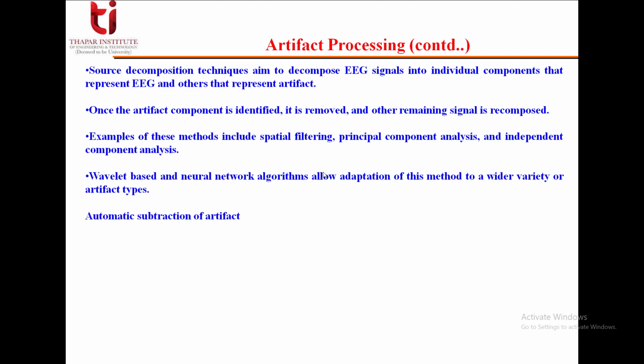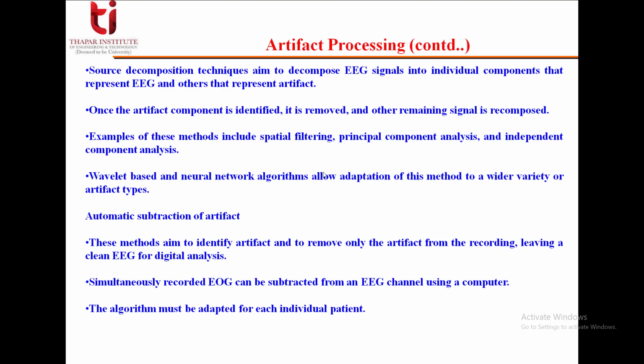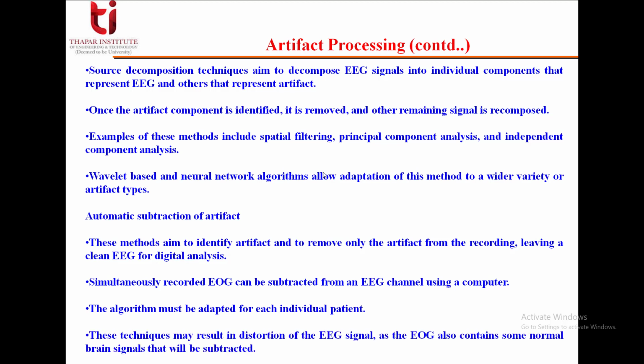Then we have another method, that is automatic subtraction of artifact. These methods aim to identify artifact and to remove only the artifact from the recording, leaving a clean EEG for digital analysis. A simultaneously recorded electrooculogram can be subtracted from the EEG channel using a computer. The algorithm can be adapted for each individual patient, and these techniques may result in distortion of the EEG signal, as the EOG signal also contains some normal brain signals that will be subtracted.